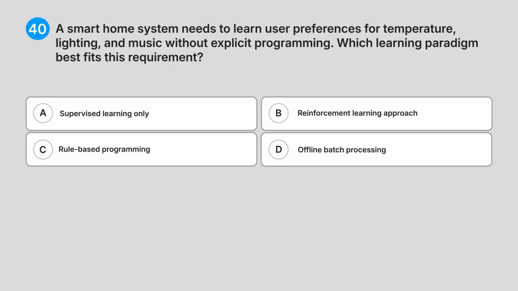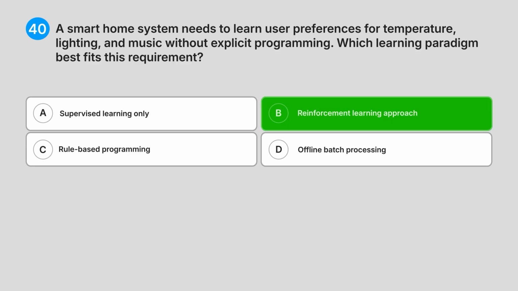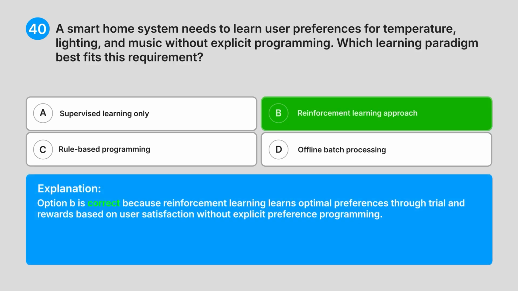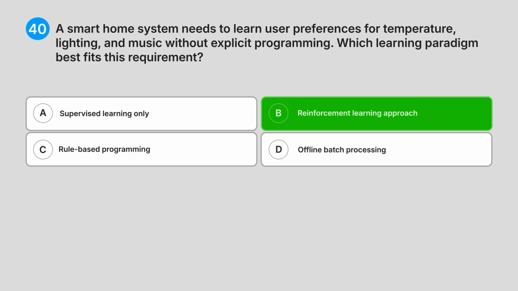Correct answer, B. Reinforcement learning approach. Explanation. Option B is correct because reinforcement learning learns optimal preferences through trial and rewards based on user satisfaction without explicit preference programming.